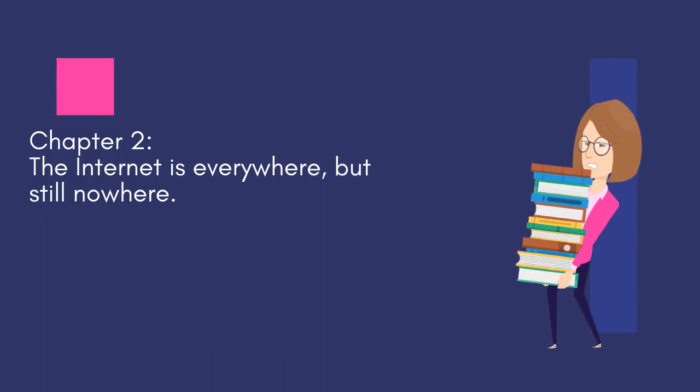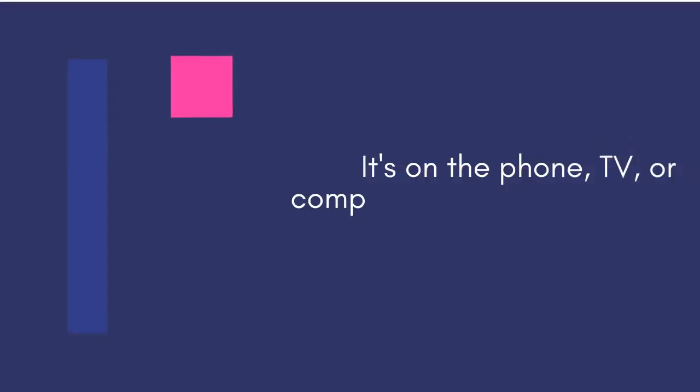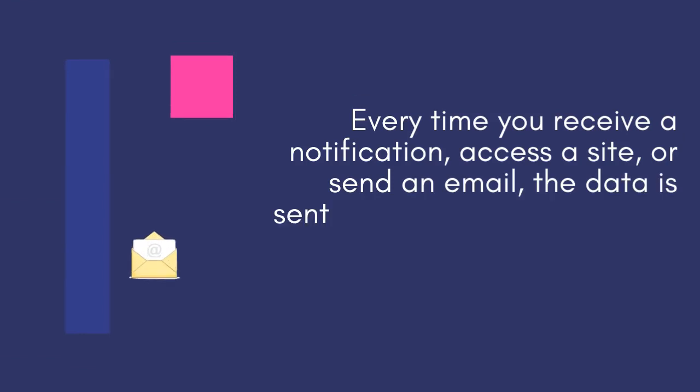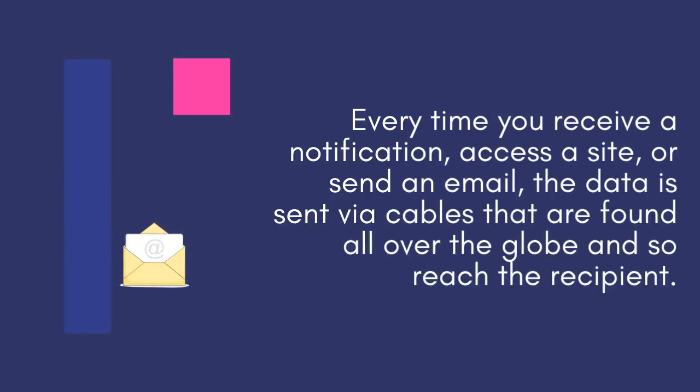Chapter 2. The internet is everywhere, but still nowhere. It's on the phone, TV, or computer, but where exactly does it come from? Every time you receive a notification, access a site, or send an email, the data is sent via cables that are found all over the globe and so reach the recipient.